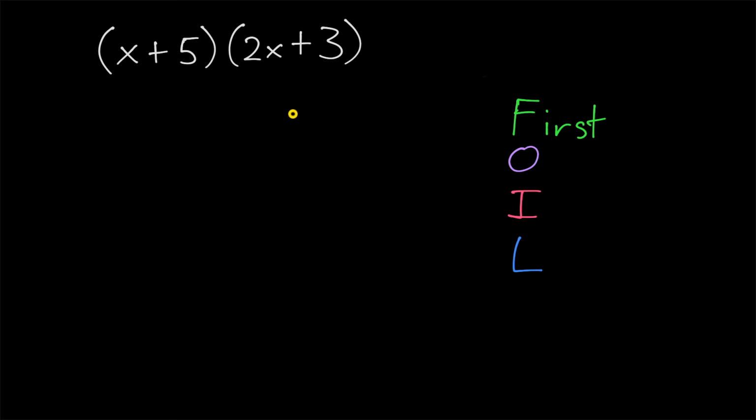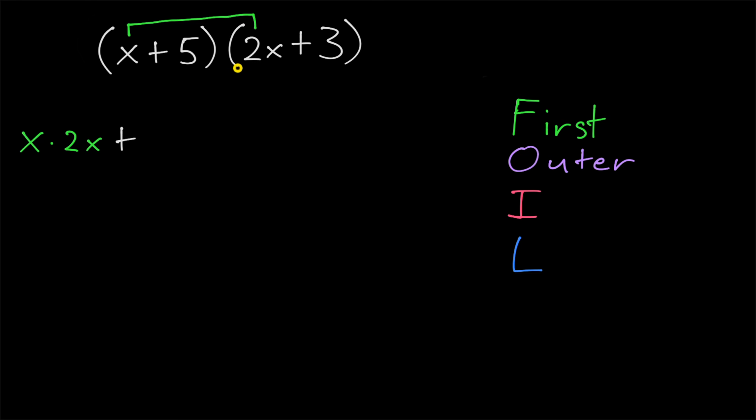Well, the first of what? The first of the terms in each of the binomials. So if x plus 5 is your first binomial, the first term in x plus 5 is just x, and if 2x plus 3 is your second binomial, then the first term in 2x plus 3 is 2x. So you're going to want to multiply this x by this 2x. So let's do that here. x times 2x.